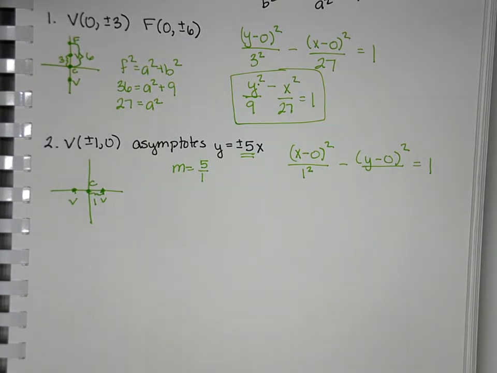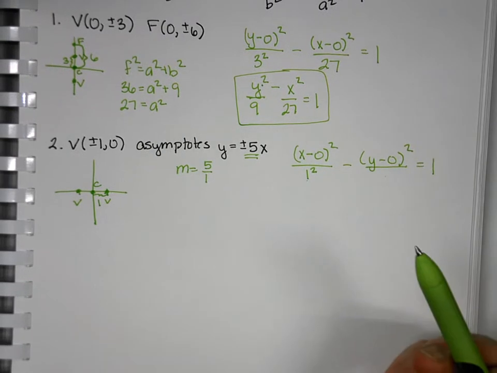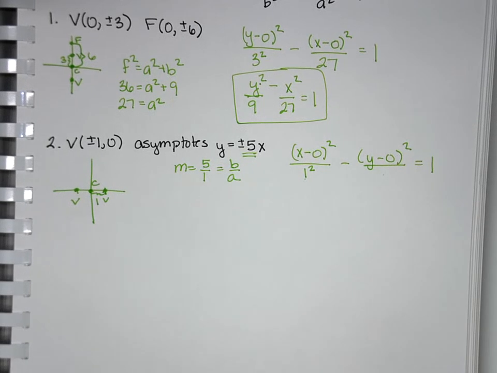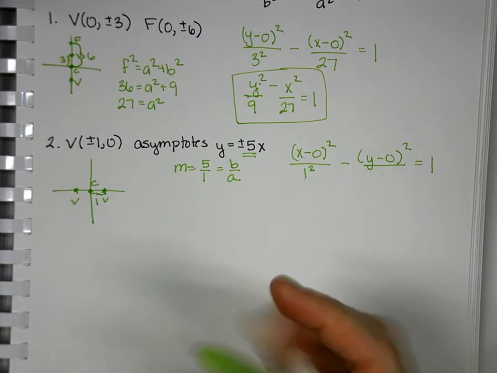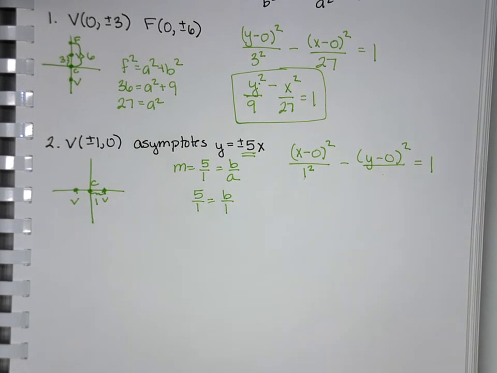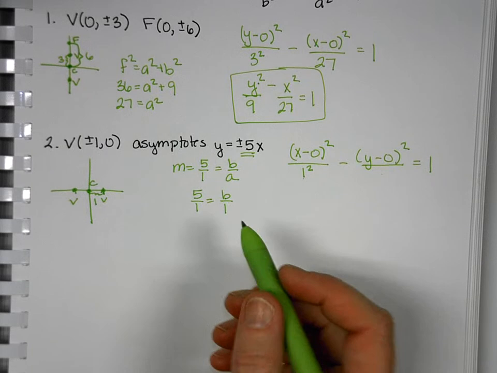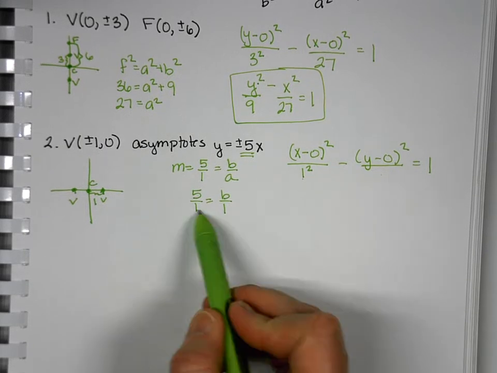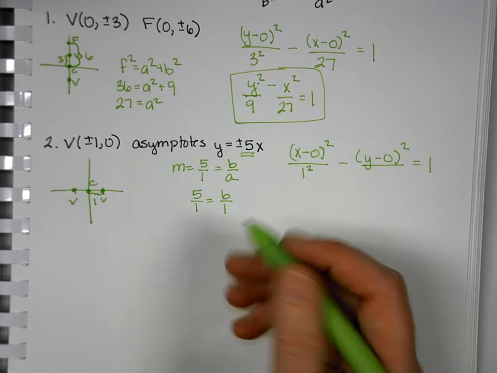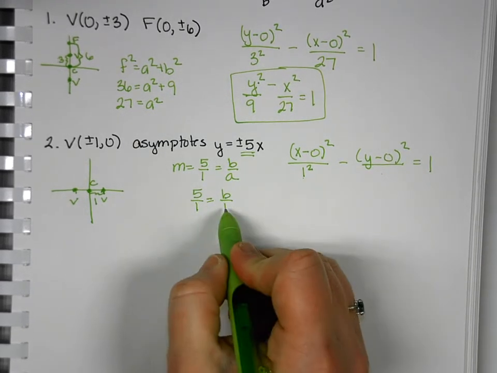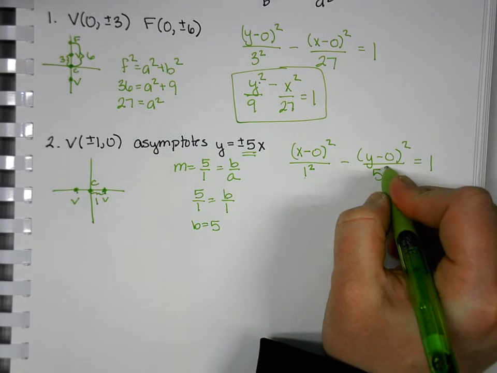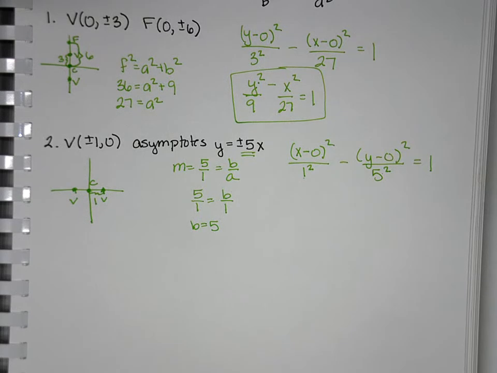So we have our slope is always b over a. So if b over a, we know that a is 1. So if we cross multiply and solve, or on this one it's a little bit easier because we can just match numbers. The only issue is sometimes this is reduced, so we would want to cross multiply and actually solve for b. But here, if we cross multiply, we just get b equals 5. So that means we would have 5 squared that goes underneath our y.